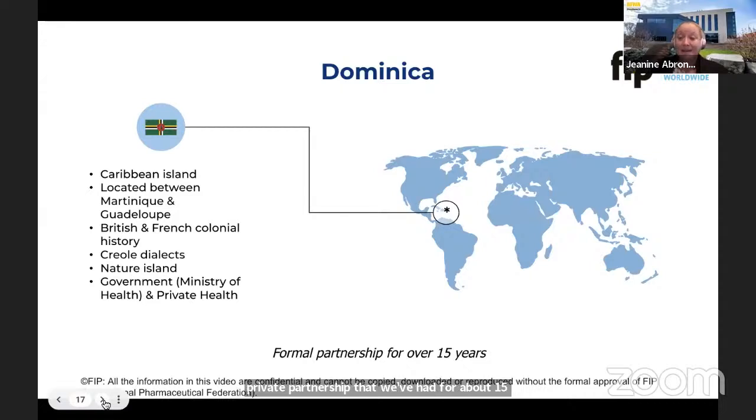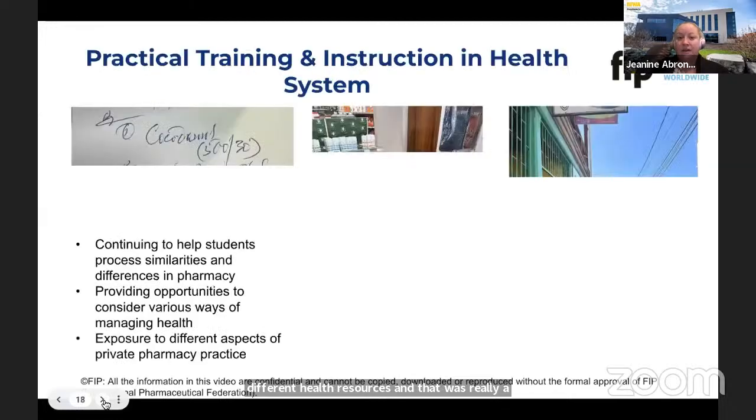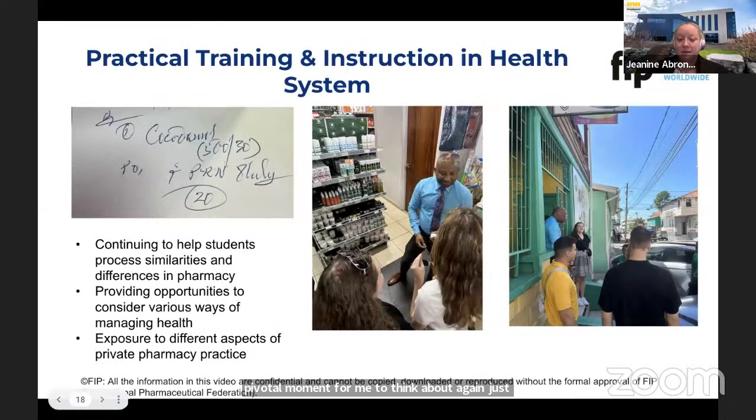I was married on the island of Dominica when I was finishing my graduate degrees and studies, and I got sick, and some individuals in the community helped me with traditional healing, and again, connected me to different health resources. And that was really a pivotal moment for me to think about, again, just the different approaches to healthcare and how we do those things.